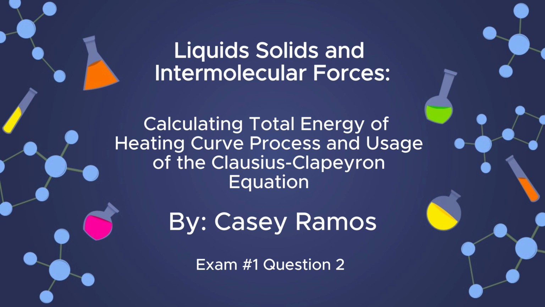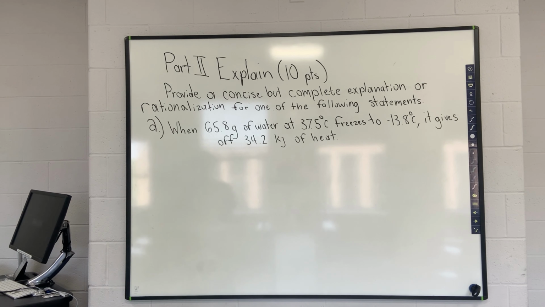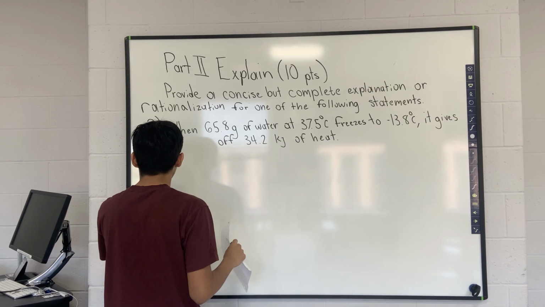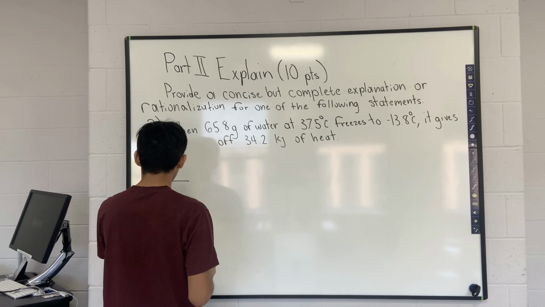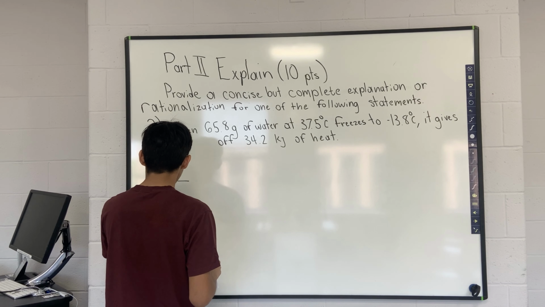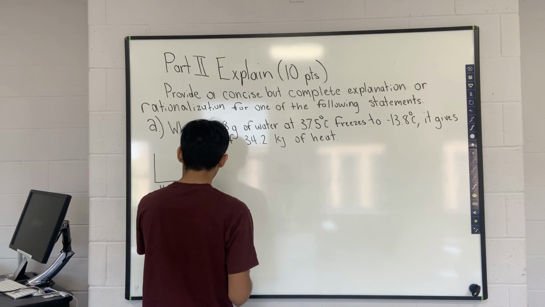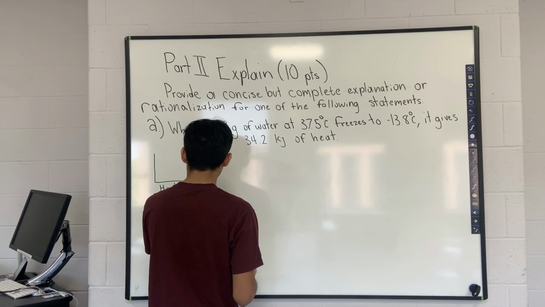Today we'll be calculating total energy of heating curve process and usage of the Clausius-Clapeyron equation. Question 2 asks us to explain or show the work for the following statements. The first being, when 65.8 grams of water at 37.5 degrees Celsius freezes to negative 13.8 degrees Celsius, it gives off 34.2 kilojoules of heat.